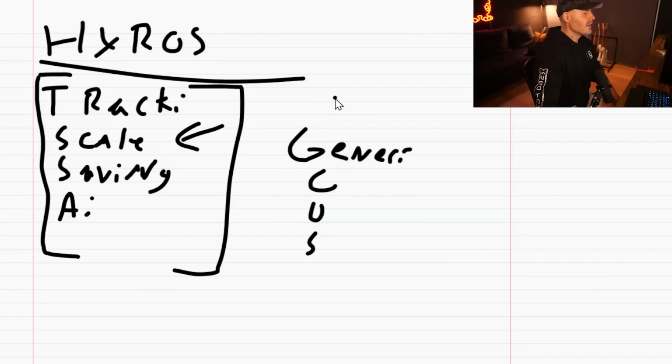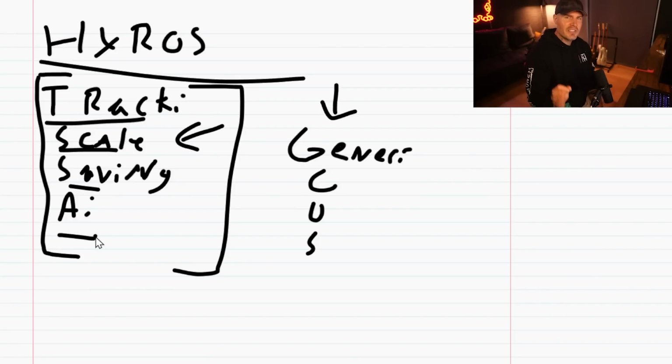Now, if you want to get a little bit more specific with this, we can make a landing page for each one. So for example, I could make a Hyros landing page where the top headline focuses around tracking, scale, saving, AI. And then I want to see which ad performs the best. And that's going to tell me usually which message people are most interested in.